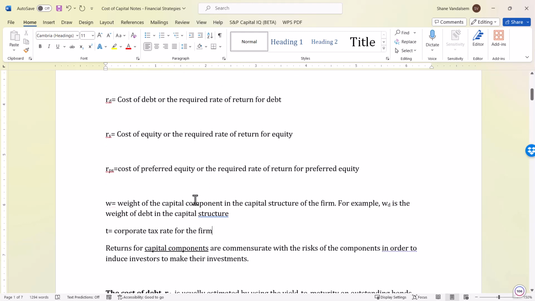So returns for capital components, and our capital components are common equity, preferred equity, and debt, are commensurate with the risk of the components in order to induce investors to make their investments. In other words, the greater the riskiness of those future cash flows, the greater the expected return has to be in order to induce someone to invest in that company. So take, for example, if my company is a very solid old company and has been around a long time, isn't at really any risk of going into bankruptcy. If I issue a bond, I'm not going to have to pay a lot of interest for that bond because the risk is not very high.